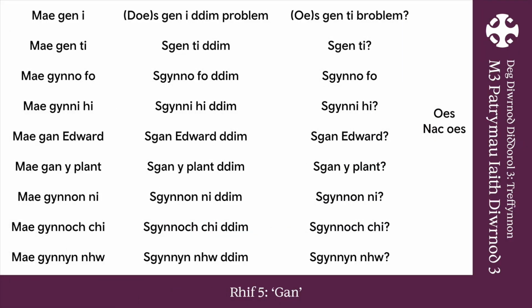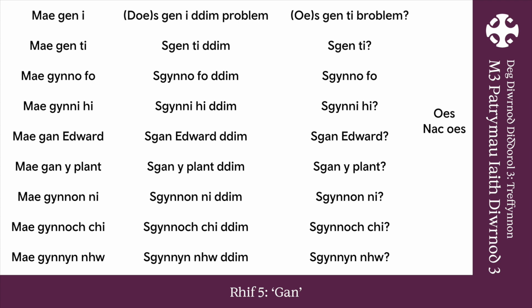The whole pattern, as presented in the course, can then be put into a table like this. Mae gen i broblem. Sgen i ddim problem. Sgen ti broblem? Mae gen ti. Sgen ti ddim. Sgen ti? Mae gynno fo. Mae gynni hi. Sgynno fo ddim. Sgynni hi ddim. Sgynno fo? Sgynni hi?